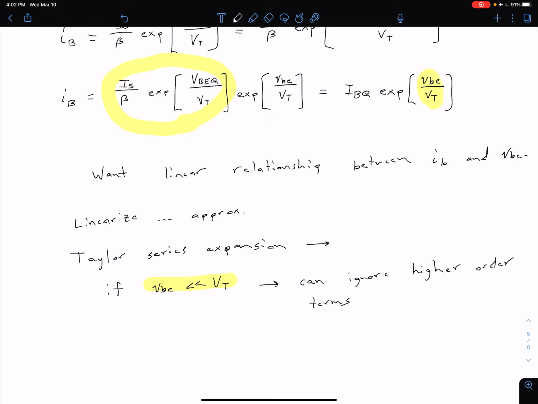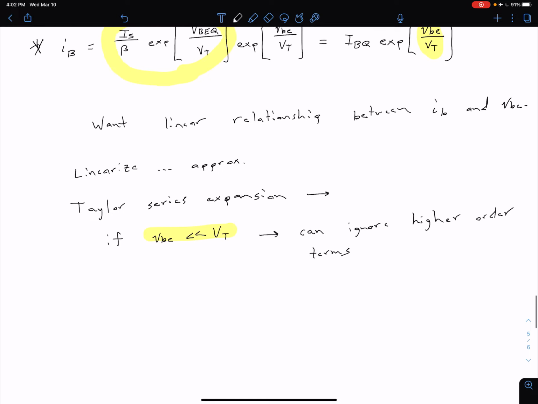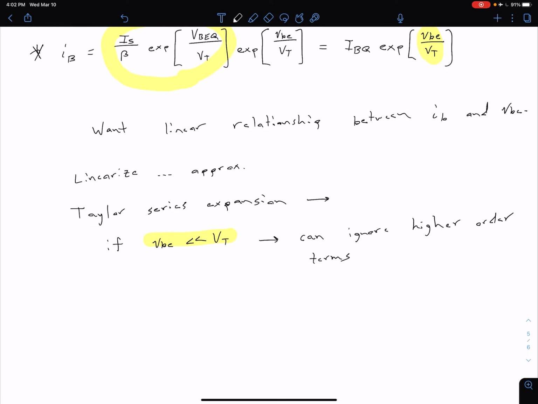If we do that and ignore our higher order terms, the expression up here can be linearized and rewritten as IB is approximately equal to, because of course we're approximating, IBQ out front, and then we linearize that exponential term and it becomes 1 plus VBE divided by Vt.